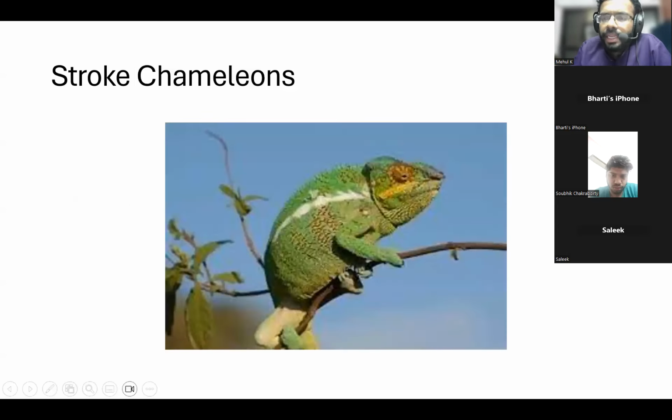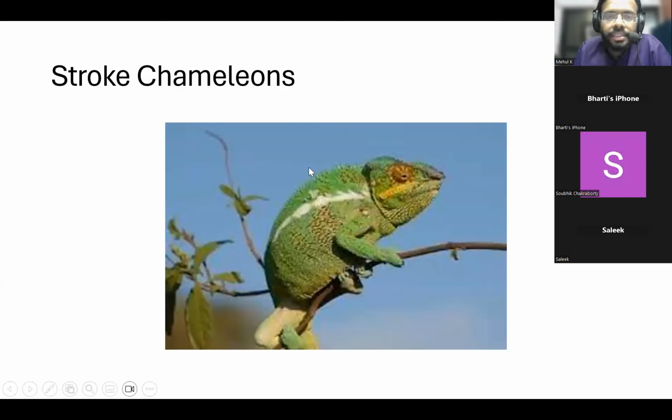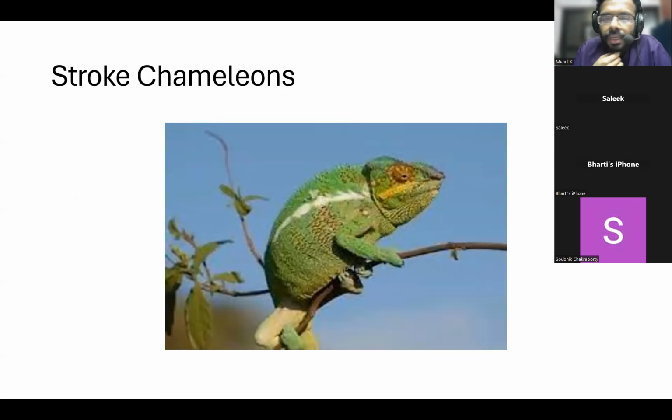What do you mean by stroke chameleons then? So we'll ask somebody. Okay, Salik, what do you mean by stroke chameleons? I don't know, sir. Okay, no issue. So stroke chameleons basically means it is a stroke, but it is presenting in a very unusual manner.